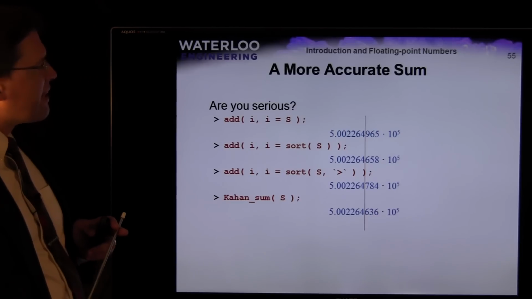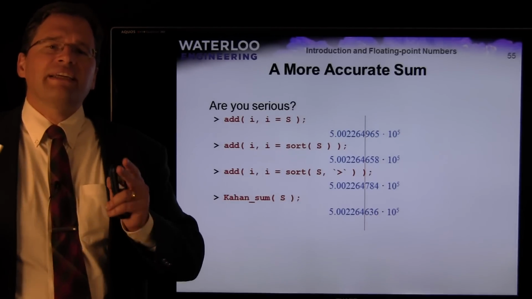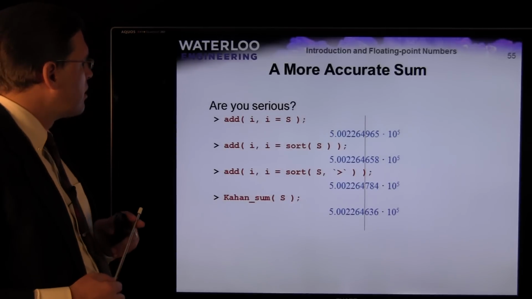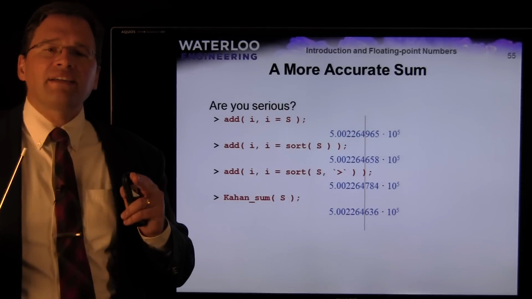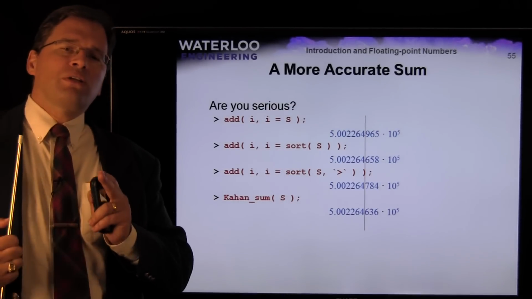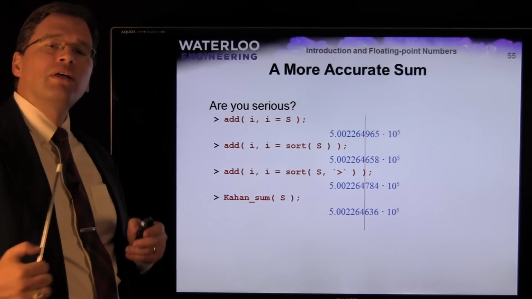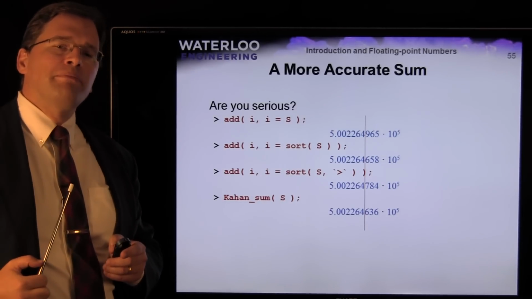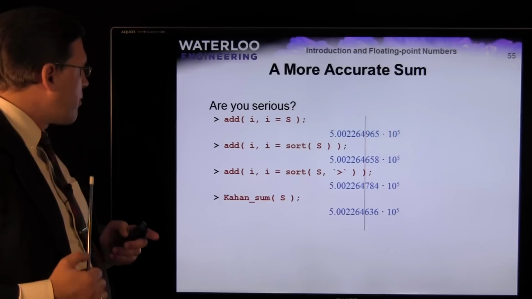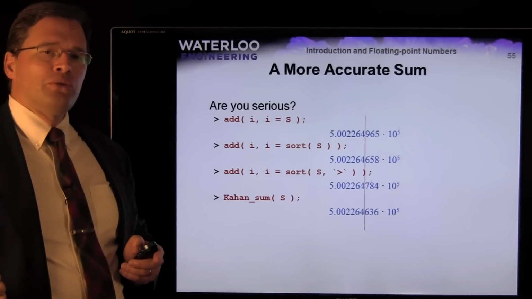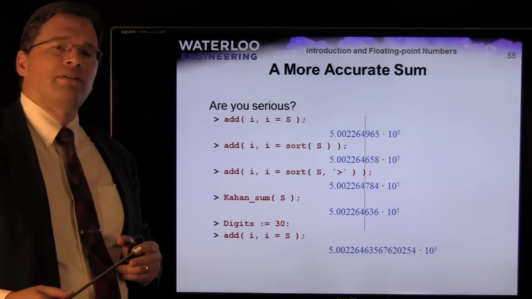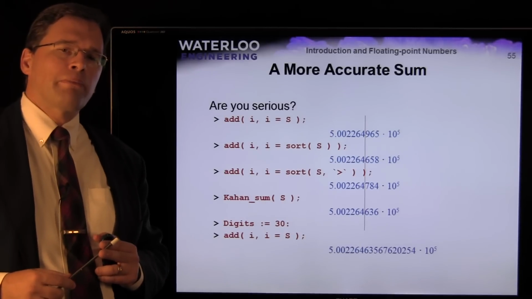So notice that the last 3 digits are different in each of these cases. Which of those is closest to the actual sum of those 1 million random numbers? Well, fortunately, what Maple allows you to do is change the number of digits of precision.